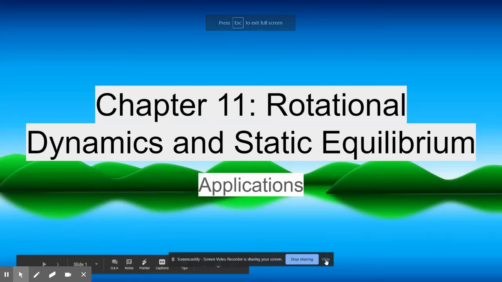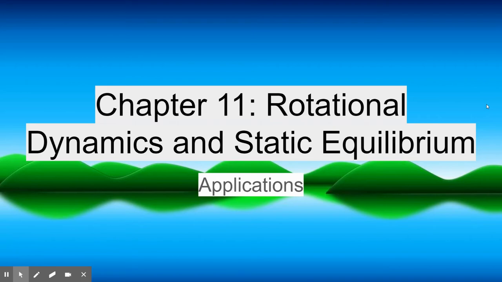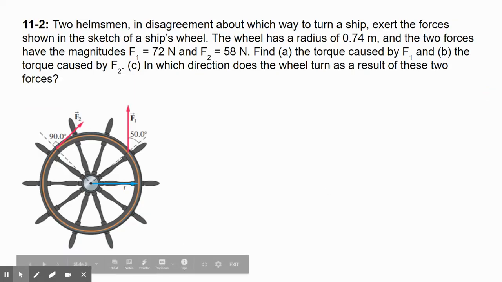Let's look at some applications for Chapter 11 and make sure you have your equation sheet nearby so that it will be easier for you to follow along as I work these problems. Okay, so let's start with this problem regarding a ship's wheel, and we see the sketch right here. So we're told the radius of the wheel, and we're told two different forces acting on this wheel. So we see force 1 and force 2, and we see the angles they are acting at.